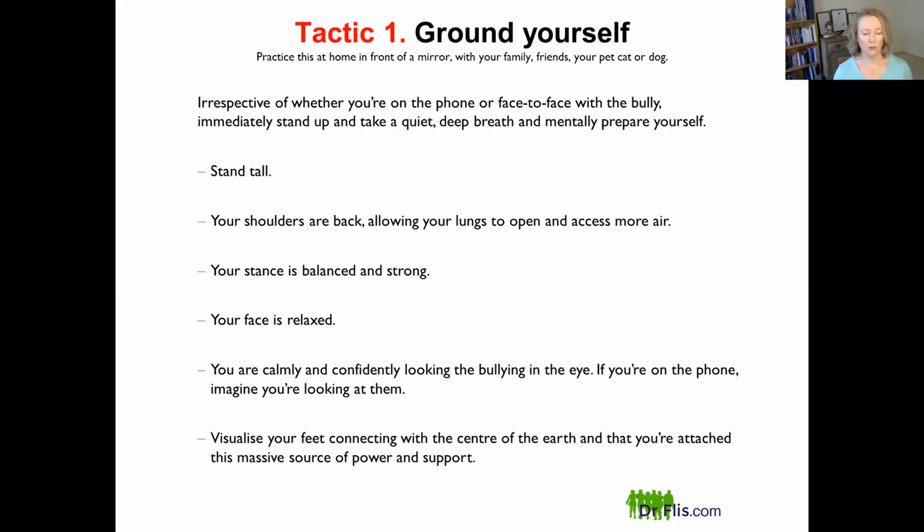So stand tall, your shoulders are back and allow your lungs to open and access more air. Your stance is balanced and strong. Your face is relaxed. You are calmly and confidently looking the bully in the eye. Or if you're on the phone, you pretend to be looking the bully in the eye. Visualise your feet connecting to this huge, powerful source of power that's the centre of the earth, and centre and ground yourself using this visualisation. You can do this.